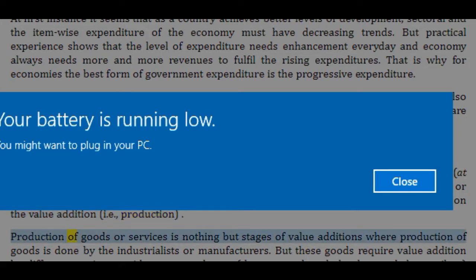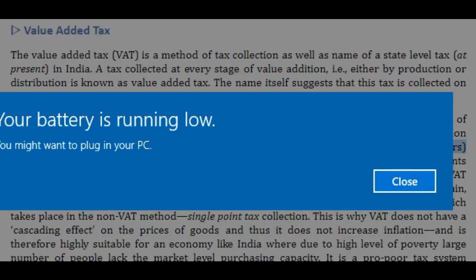Production of goods or services is nothing but stages of value additions where production of goods is done by the industrialists or manufacturers. But these goods require value addition by different service providers or producers, the agents, the wholesalers, and the retailers, before they reach the consumers.